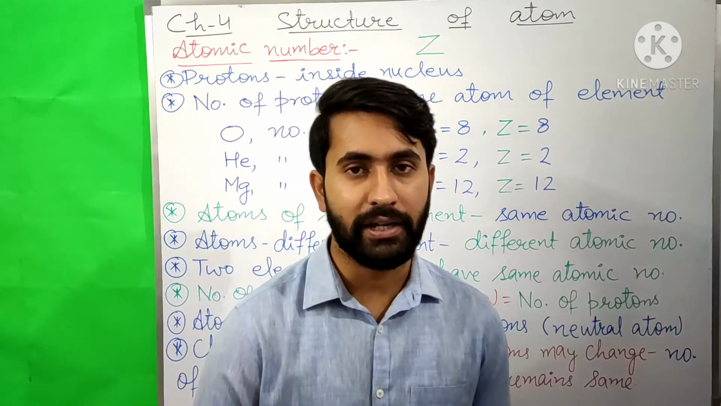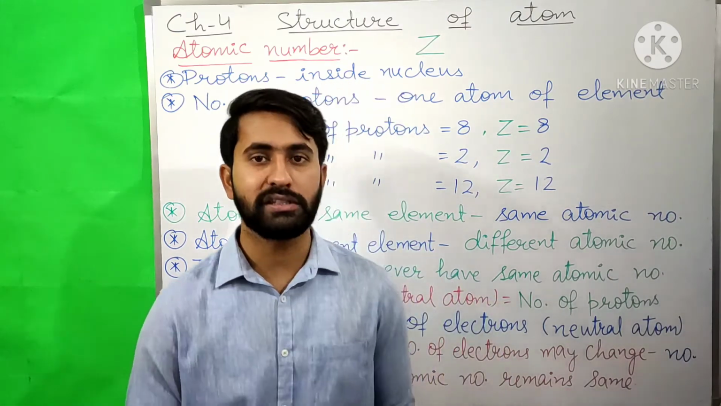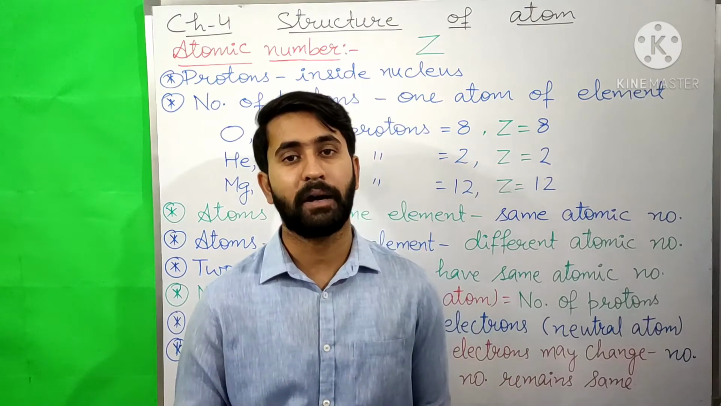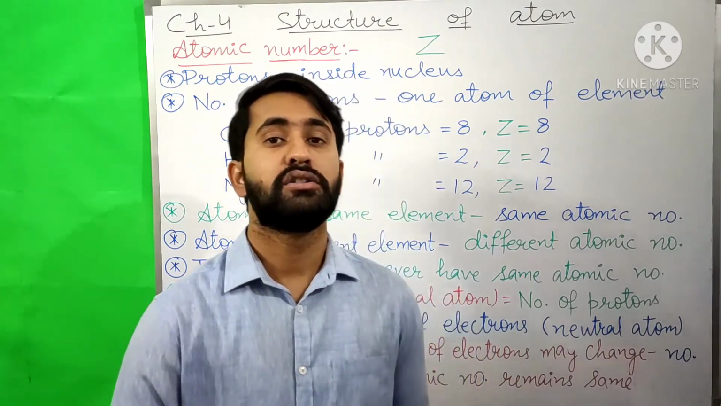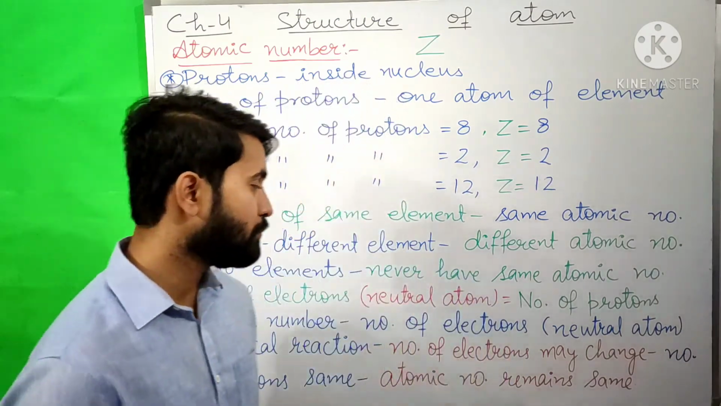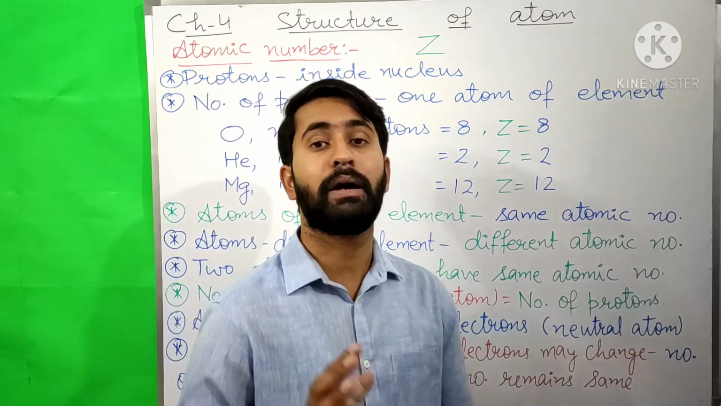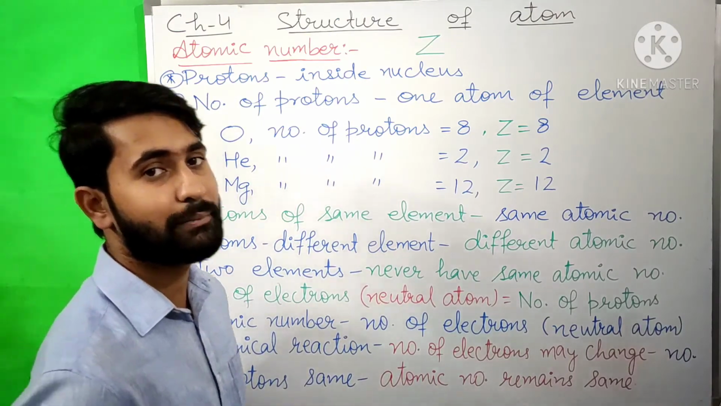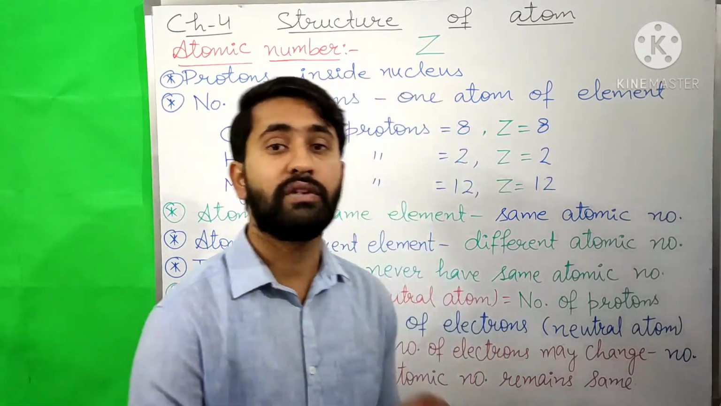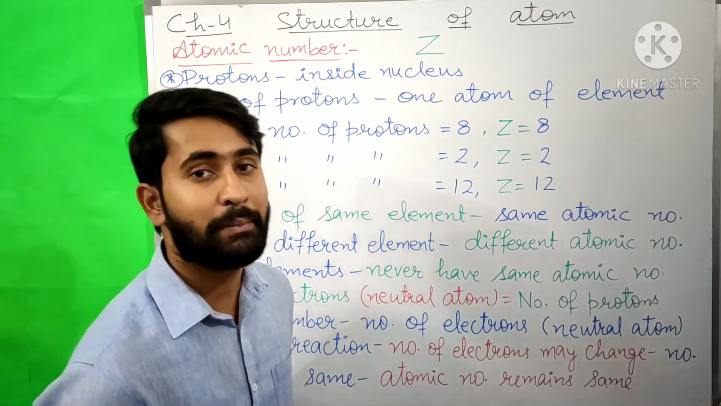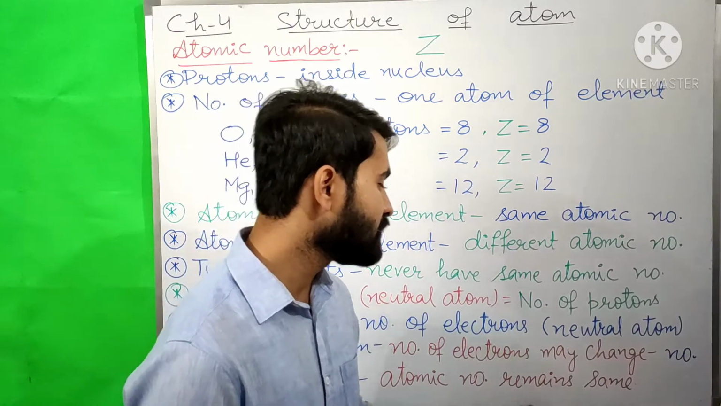In a chemical reaction, only the electrons take part in it, but the protons do not take part in a chemical reaction. So in a chemical reaction, the number of electrons may change, but the number of protons in a chemical reaction remains the same. So we can say that the atomic number in a chemical reaction will remain the same.